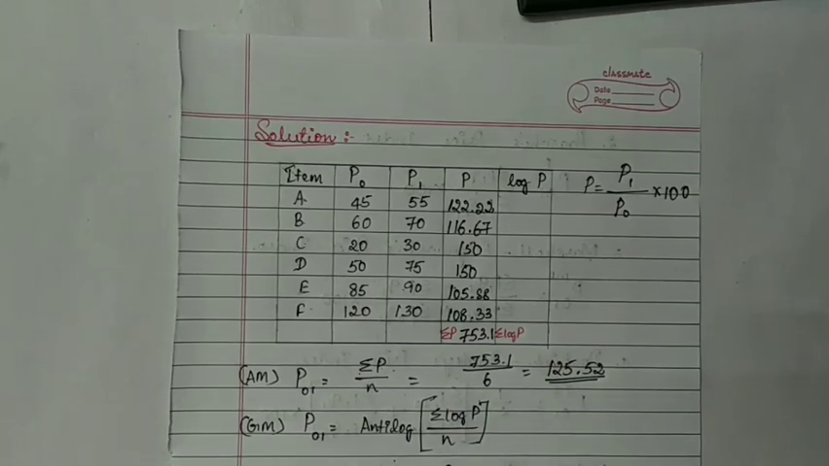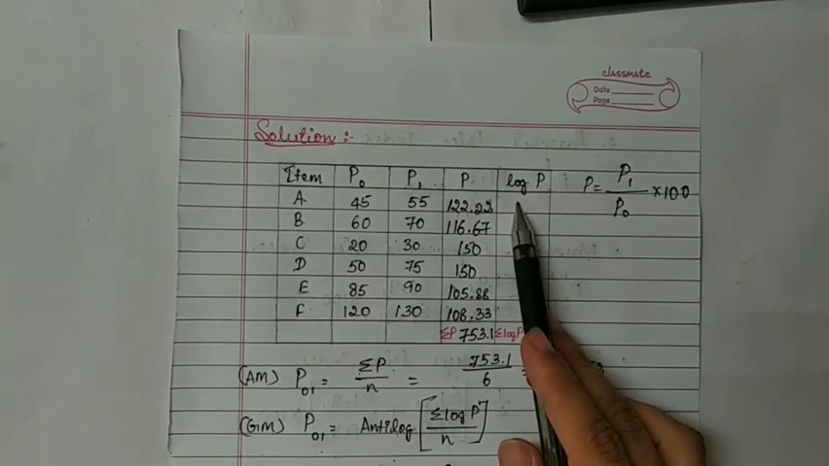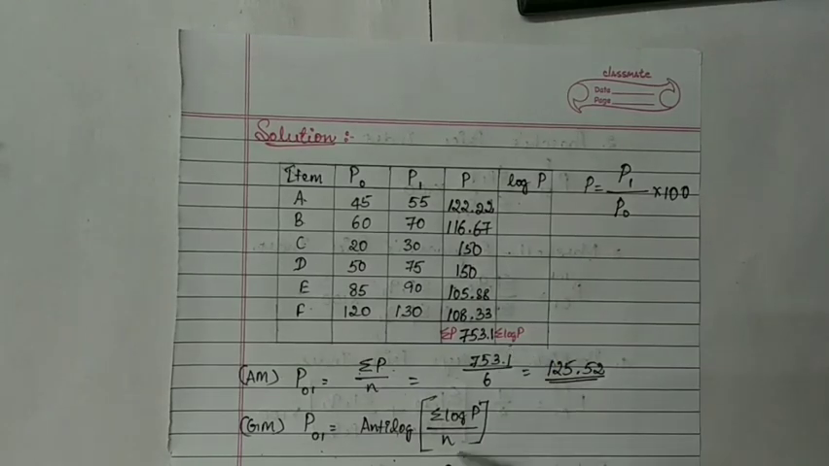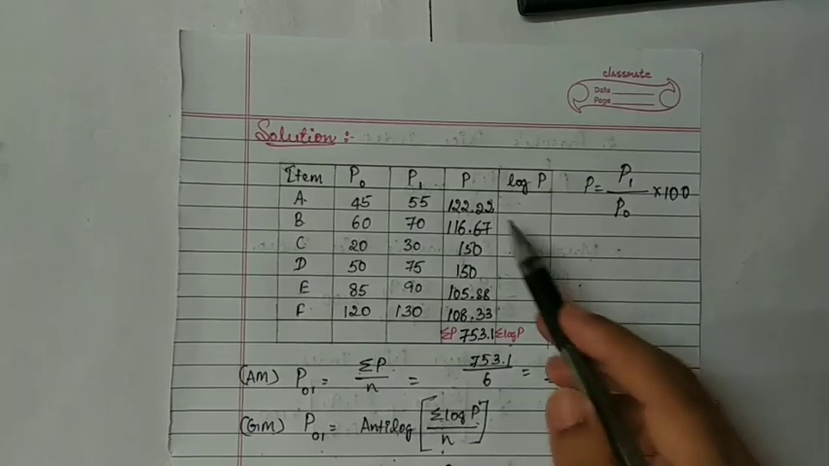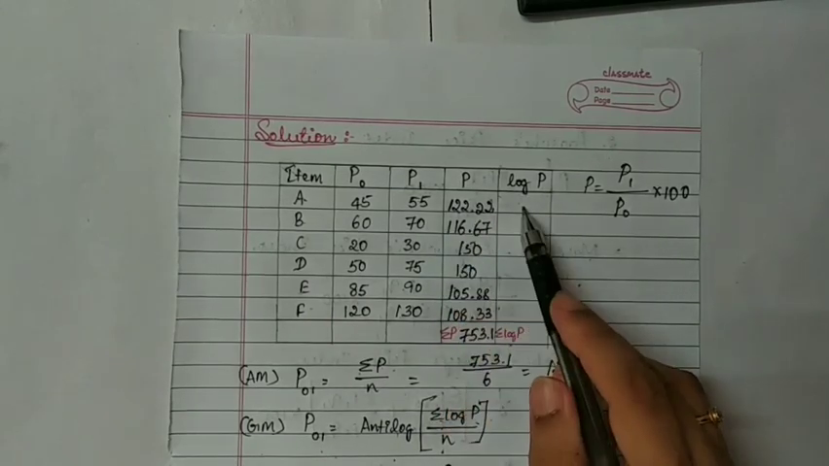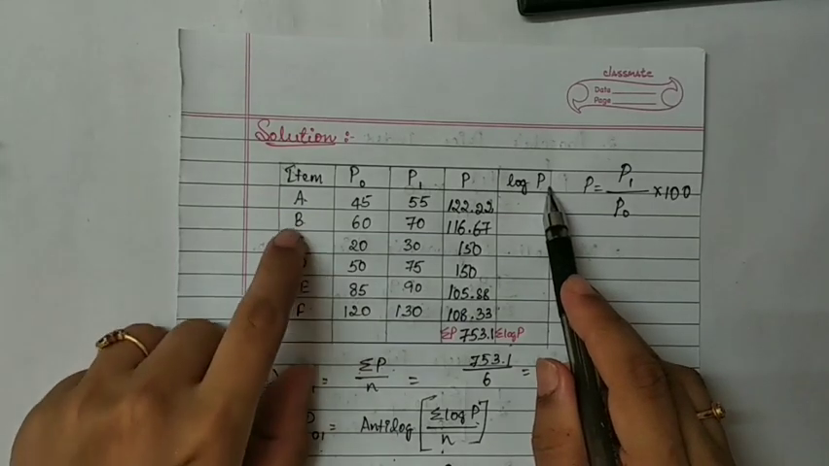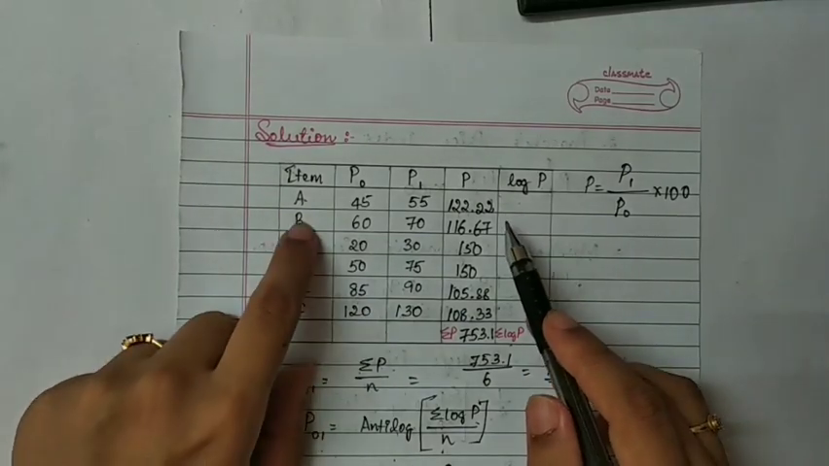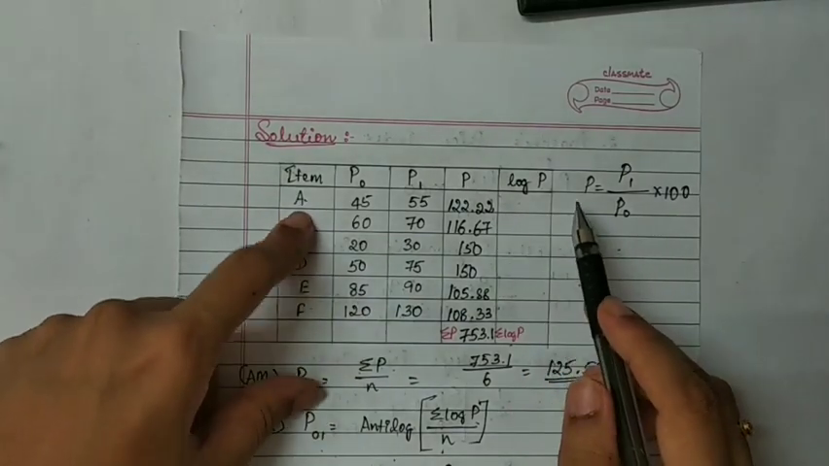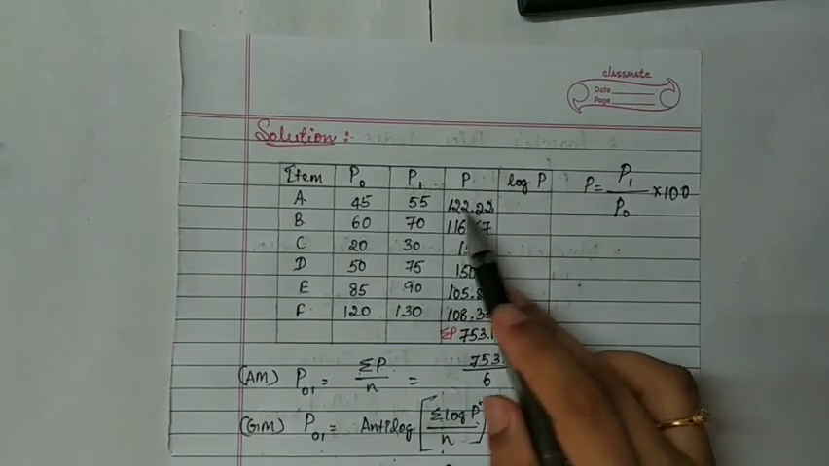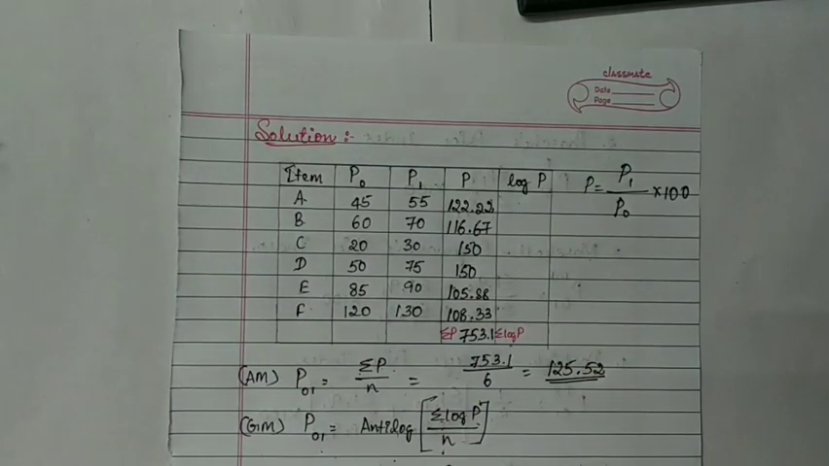So the next one is using geometric mean. The formula is P01 is equal to antilog of summation log P divided by N. N is as usual 6. So how to calculate summation log P? Summation log P is nothing but we have to calculate the logarithm of P for each item. Let us see how to calculate logarithm for each item now.